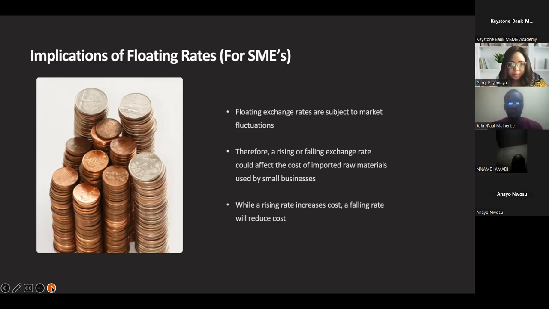Like I said, when a rising rate increases cost, a falling rate will reduce cost. So it's not always doom and gloom. Sometimes it's the other way around. If you have an improved exchange rate, then it means that your cost will also reduce. And then you can either sell at a lower price and beat competition, or you can have increased margins.